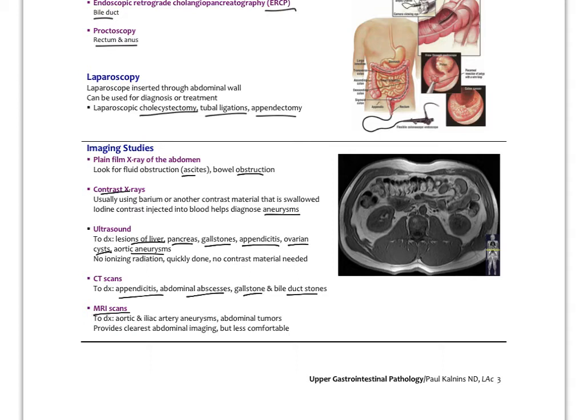MRI, no ionizing radiation. That uses, of course, a strong magnetic field. And we're using that for looking at aortic and iliac artery aneurysms, better resolution on abdominal tumors. It's really the clearest abdominal imaging, but it's the least comfortable because the person has to be in that narrow tube, and you have the very powerful magnetic fields firing, and it can be very unnerving for a lot of people. So we usually reserve these for when we suspect actual lesions or whatnot that maybe are picked up on the other imaging tests that we do first.